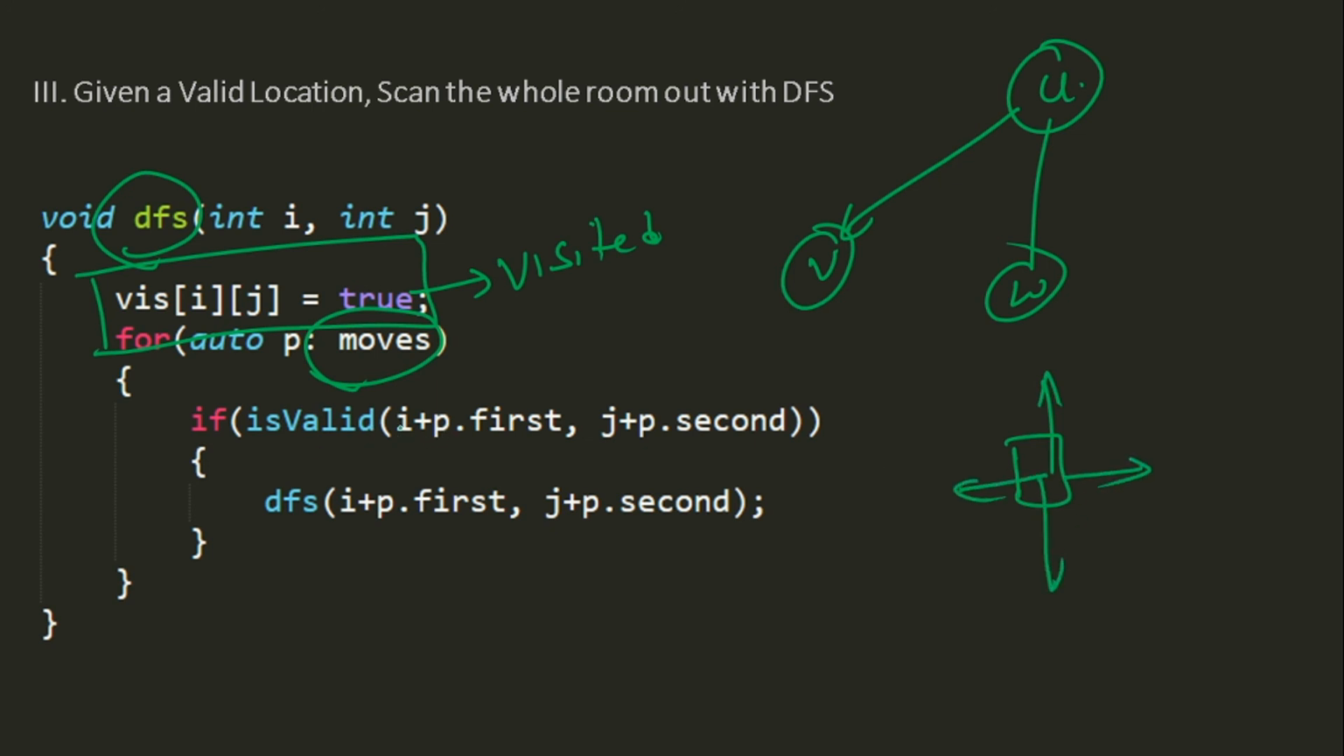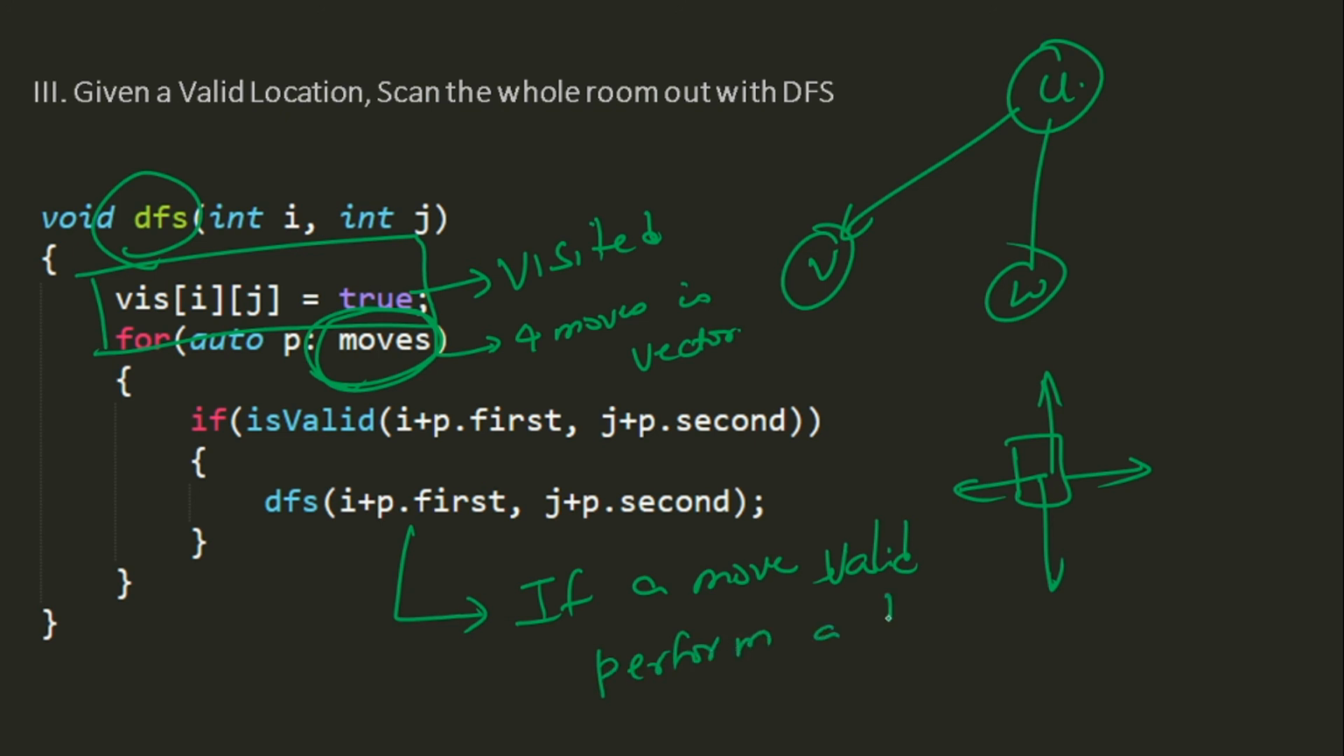So for each and every move, remember, there are 4 moves in a vector. For each and every move, if the move is valid, that is, it takes us to a valid location, perform a DFS recursively. That is what this piece of code suggests. So once we do that, we will scan out the whole room with the DFS. We could have used a BFS strategy also, but we are using DFS here.